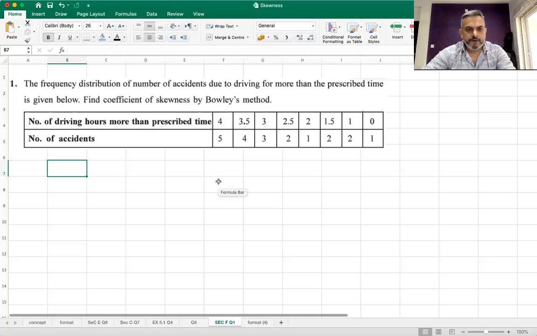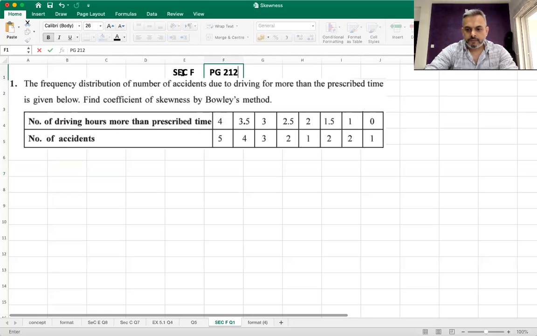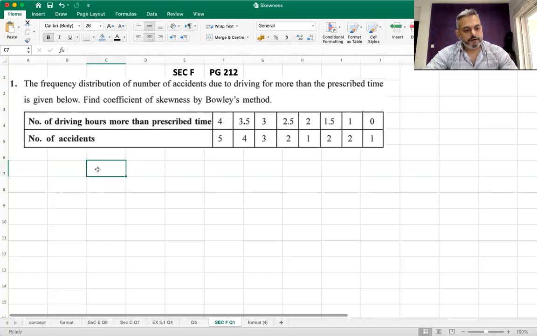So we will be doing illustration, or sorry, question number 1 from section F, page number 212. Now we'll be doing a discrete one first. Now you can see over here that it is given that the frequency distribution of number of accidents due to driving for more than prescribed time is given below. Find coefficient of skewness by Bowley's method. Now it is already given that the appropriate method is Bowley's method.